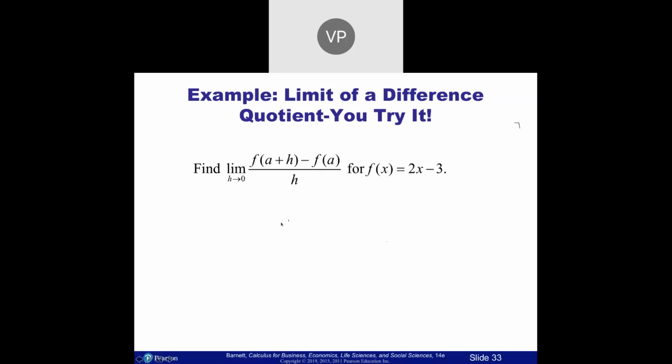Now, I'll show you this on this example, what they want us to do. We want to find out this whole box, what this is. So the first thing is just regular plugging in an a right there, which is 2a minus 3. That's easy. Plugging in f of a plus h is going to take a little more work. And remember, everywhere you see an x, you replace it with this a plus h.